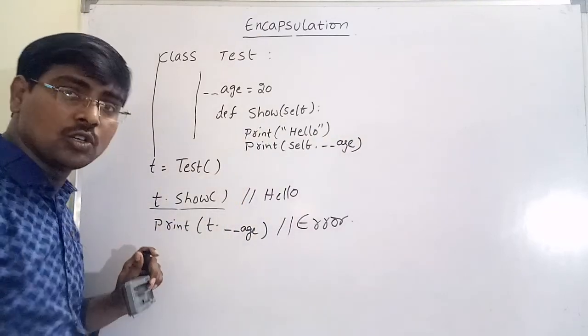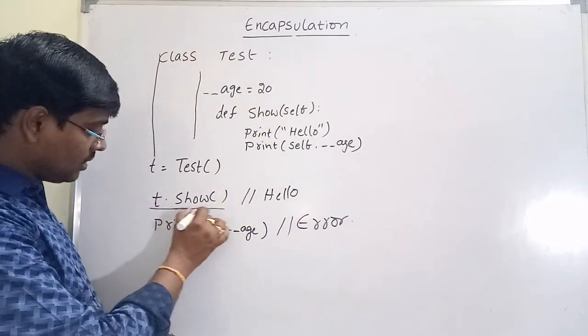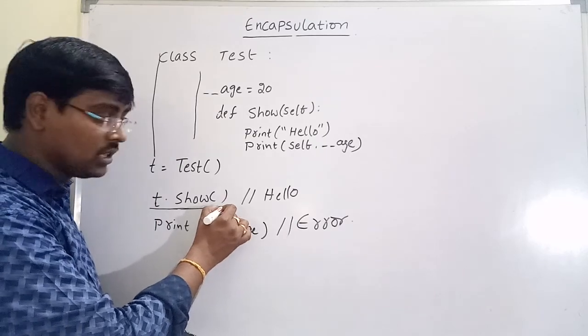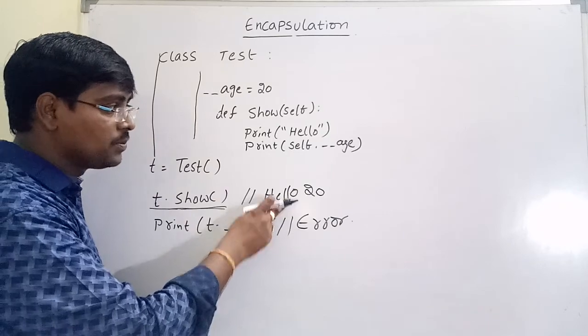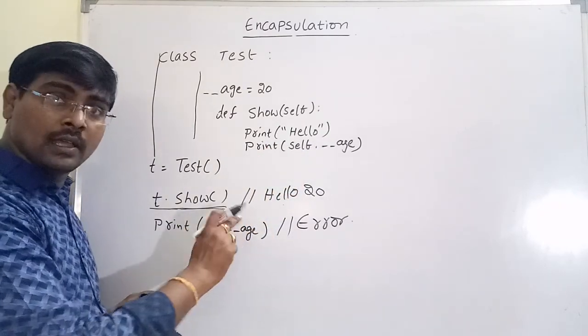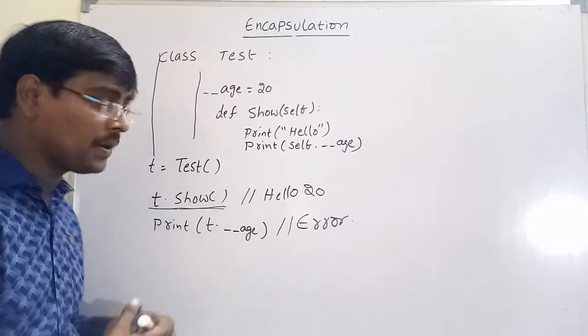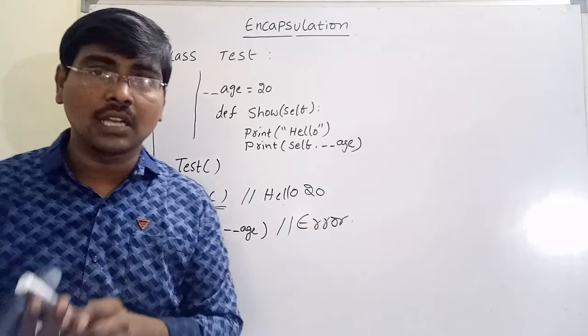In the function show, print self dot age. Whenever we are calling this show, what is the output? Hello 20. Hello is printed, and this other call displays an error. That means accessing a private variable directly outside the class is not allowed.